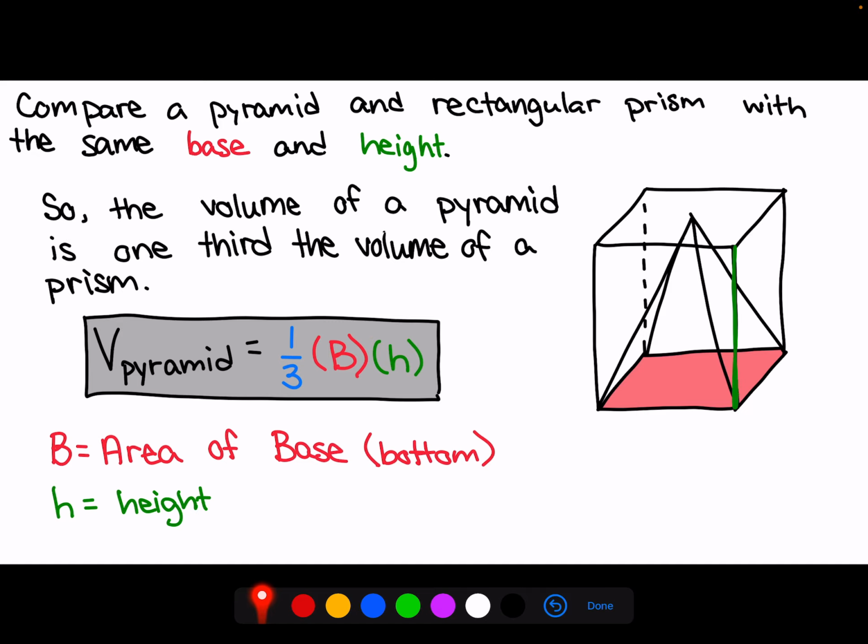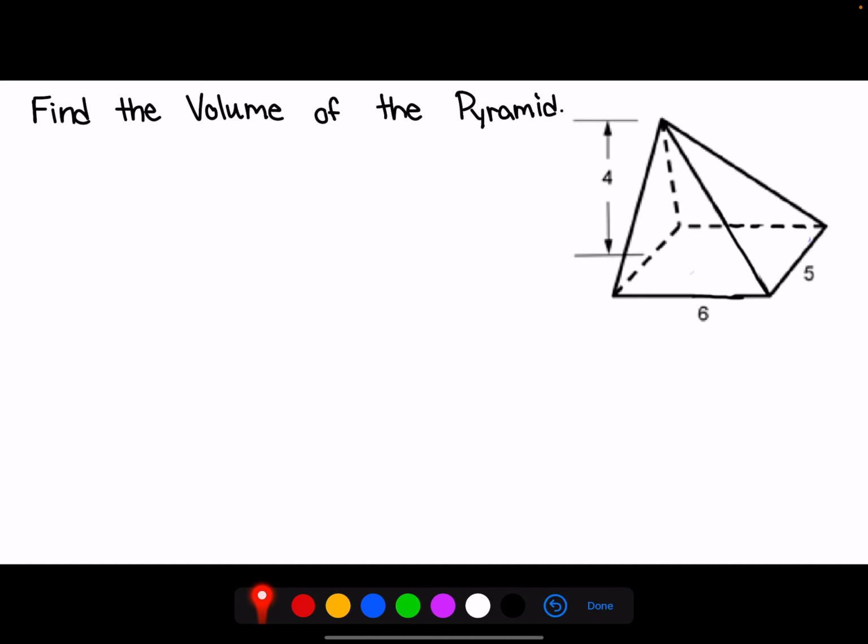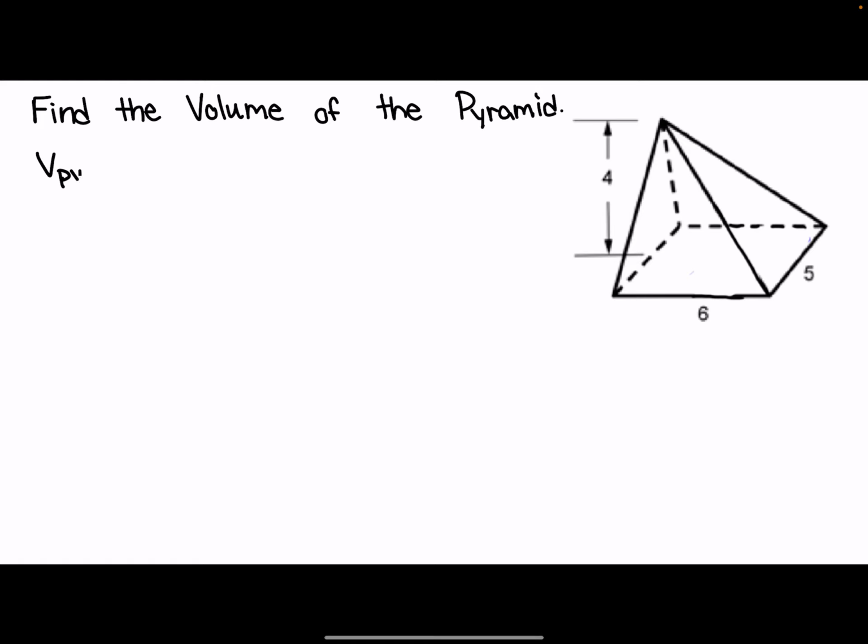Let's go ahead and see some pyramid examples in action. So we want to find the volume of this pyramid. And the first thing that we want to know is what type of pyramid is this? So looking at the base, we have a base of 6 and a base of 5, those 2 side lengths. So that means that we have a rectangular pyramid because our base is a rectangle. If I have a rectangular pyramid, then of course I'm going to use the area of a rectangle for my base. We're also given the height right away.